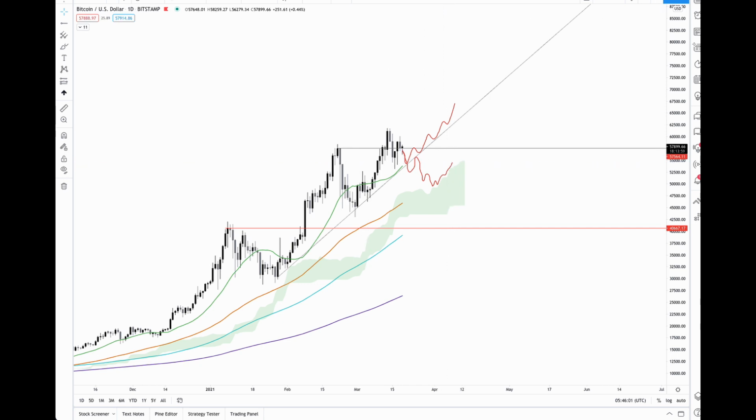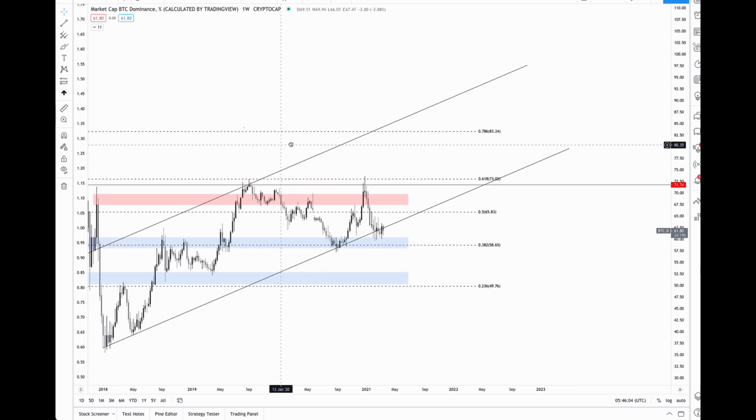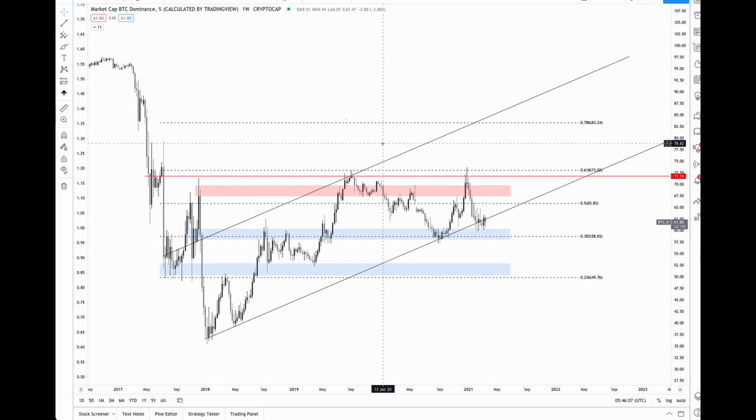So if we move on to the Bitcoin dominance chart, this is what we see on the weekly scale. So for those of you who don't know what the Bitcoin dominance chart is, it's basically a chart that shows the proportion that Bitcoin takes in terms of market cap compared to the entire crypto market cap. So it's currently at 61.81%, which means that out of the entire cryptocurrency market cap, Bitcoin's market cap is 61.81%. And then you can calculate Ethereum's market cap in the same way, which takes about 20%, give or take.